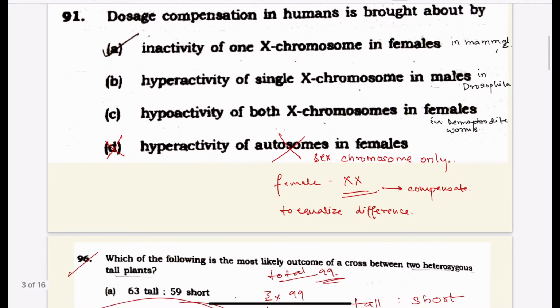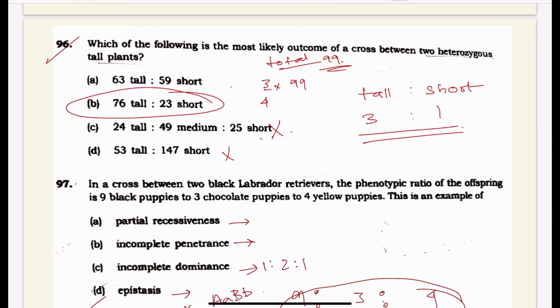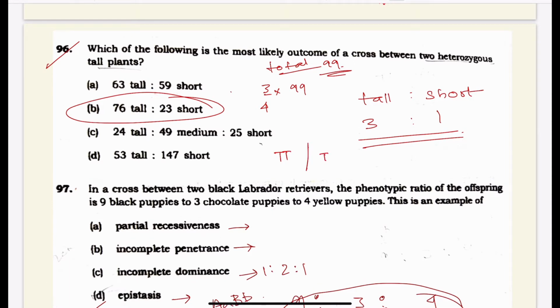A is the option. Next question: which of the following is the most likely outcome of a cross between two heterozygous tall plants? They are asking for the ratio which will be the outcome of crossing them. These two heterozygous plants are tall, and both are heterozygous, so they are asking for the ratio of the cross.